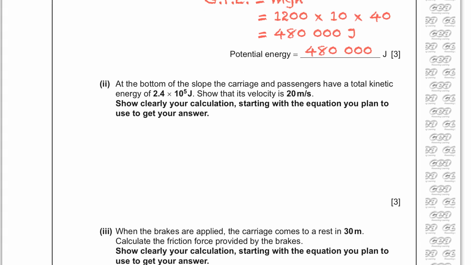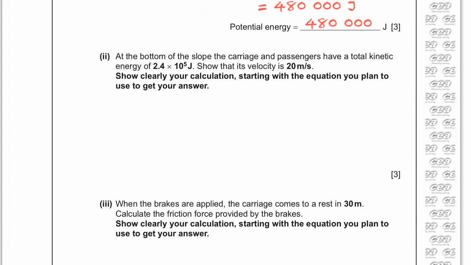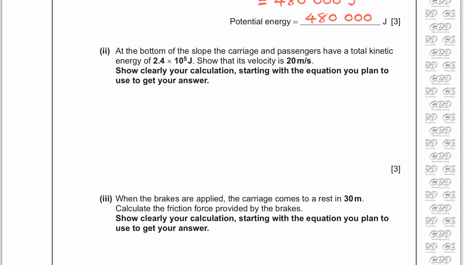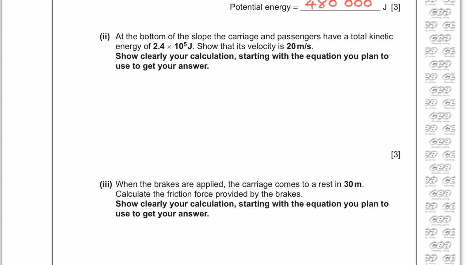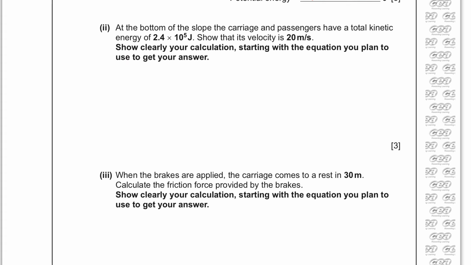Part 2. At the bottom of the slope, the carriage and passengers have a total kinetic energy of 2.4 times 10 to the 5 joules. Show that its velocity is 20 meters per second. So again, this is straight substitution into a kinetic energy equation. The kinetic energy is a half mv squared, and then you're just rearranging that for v.